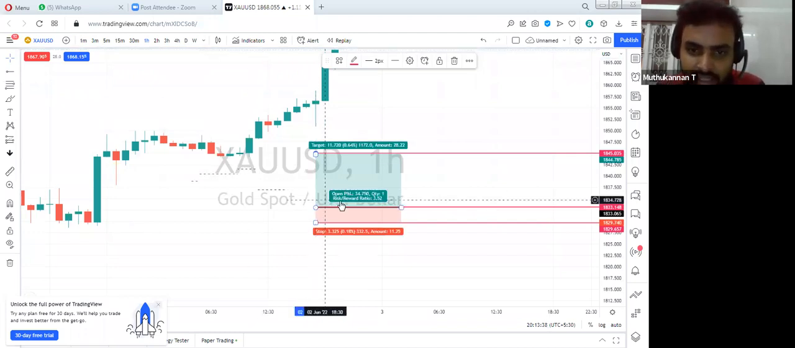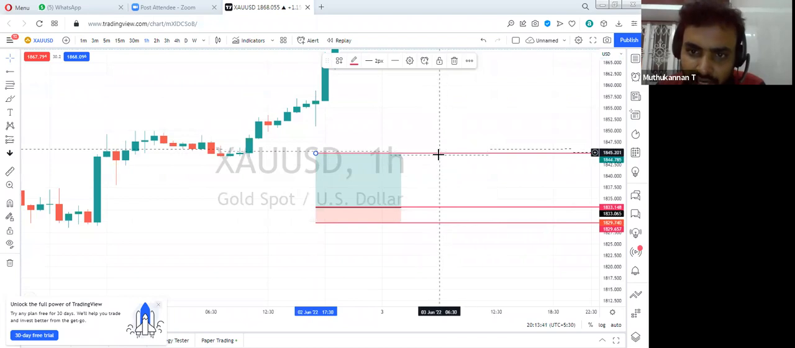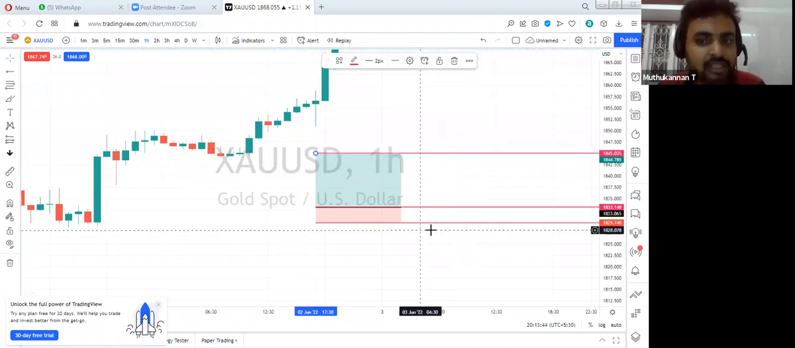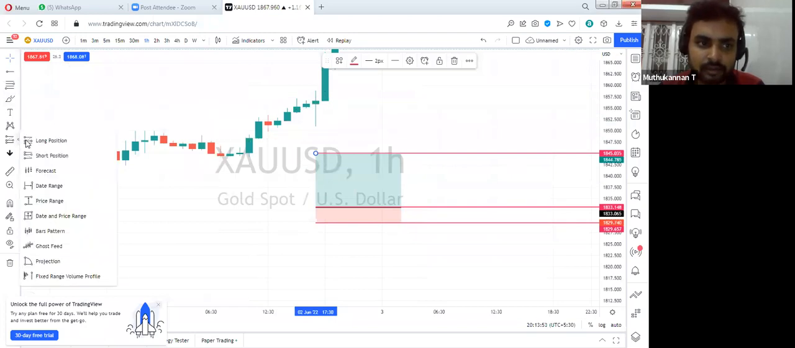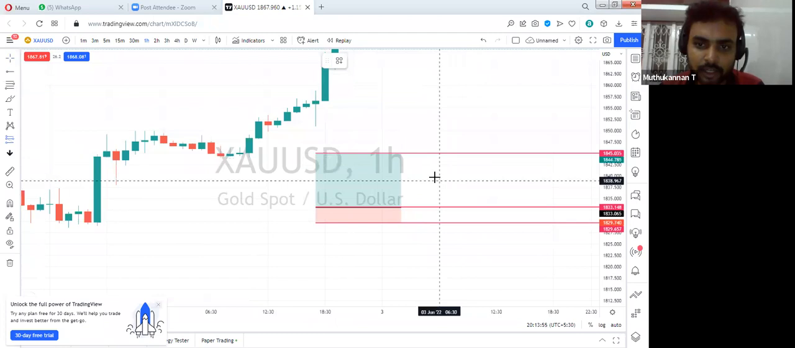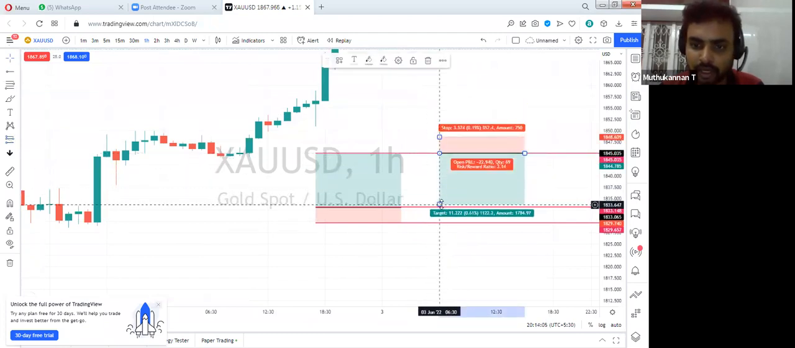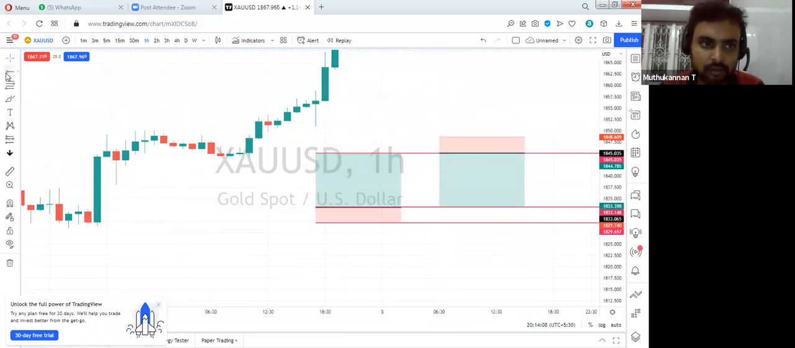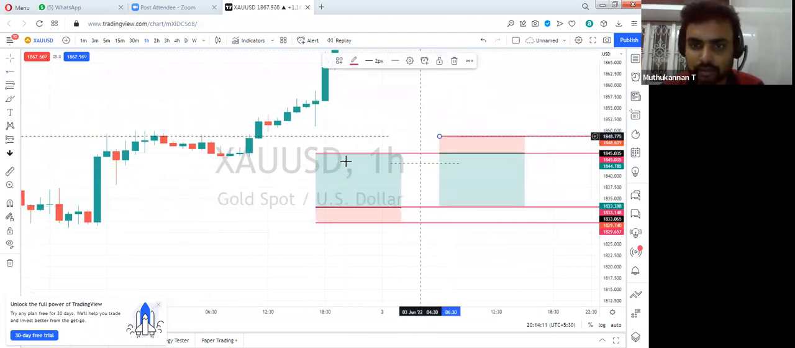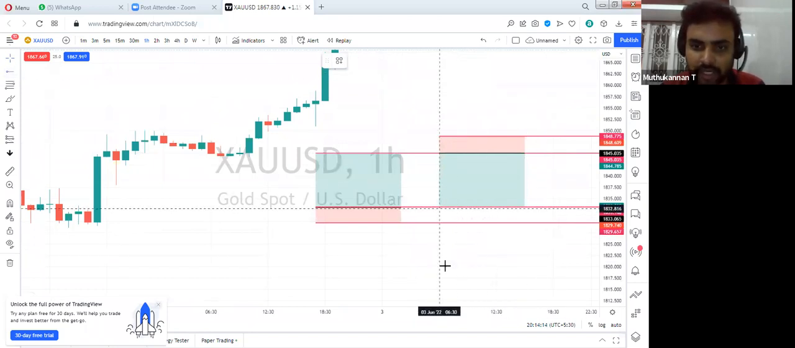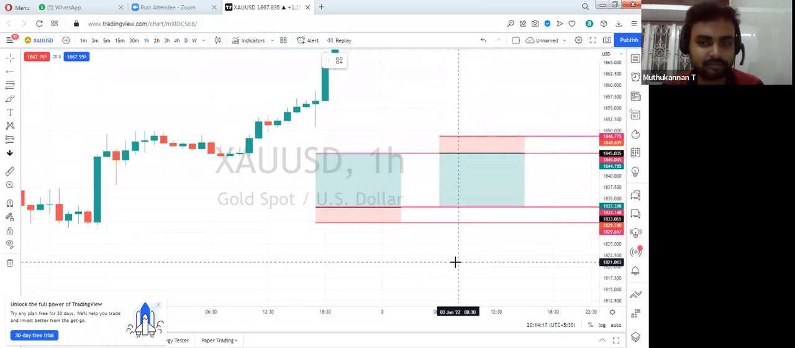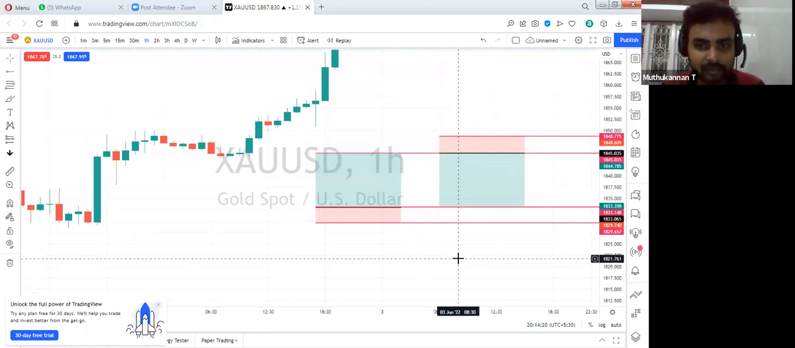Correct? Everyone understand this? When you buy here, what is your target? Target is a sell order. And what is your stop loss? Stop loss is a sell order. Everyone agree with me? Correct? When you sell, say your target is this, right? What is your stop loss? When you sell, what is your stop loss? What is your target? Stop loss is a buy order, and target is a buy order.